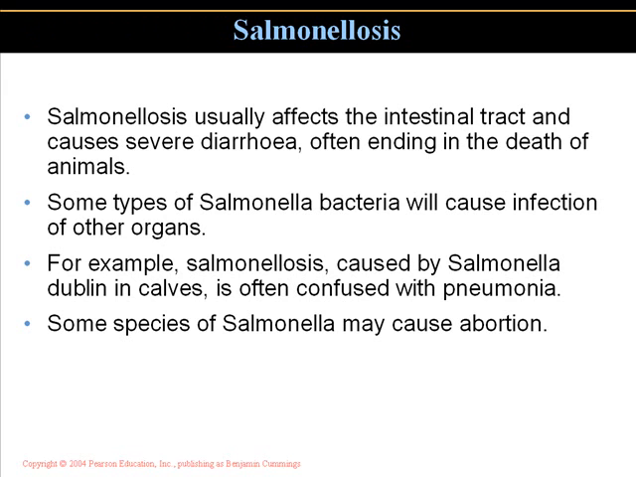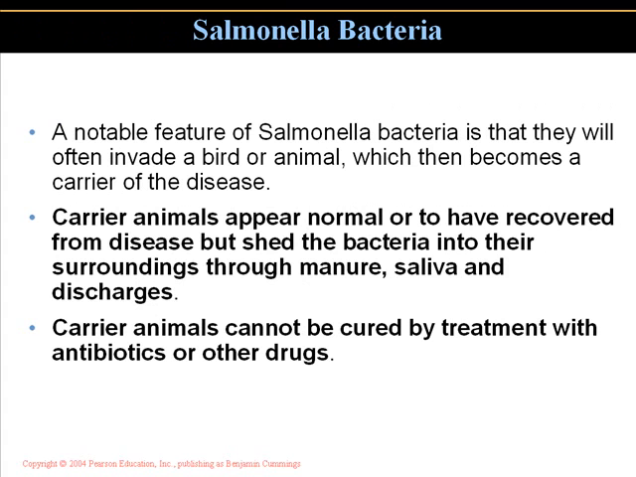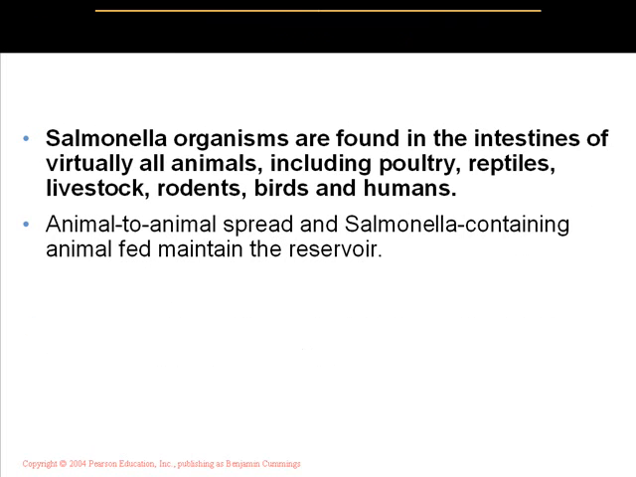Salmonellosis is caused by a specific salmonella strain, the Dublin strain, in calves, and is often confused with pneumonia. There are other species of salmonella that can cause abortion in cattle as well. A notable feature of salmonella bacteria is that it will invade birds and animals which have become carriers of the disease. Carrier animals appear normal or to have recovered from the disease, but they shed the bacteria into the surrounding environment through manure, saliva, or other discharges. Carrier animals cannot be cured by treatment with antibiotics or other drugs.